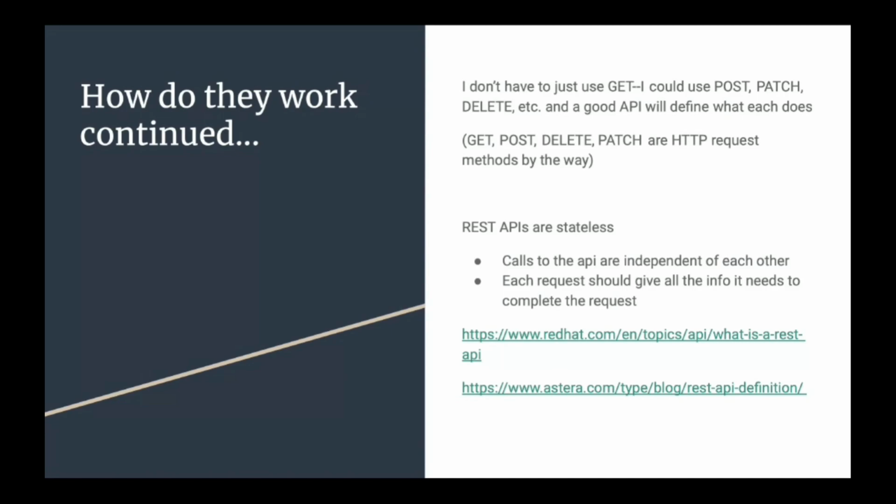So there's not really any state saved on the REST API per se. It's in a database. So when I make a request to a REST API, the server is going to go to some database that's somewhere else, let's say. So there's not really any state to a REST API. And then another idea to that concept is that each request should give all the info it needs to complete the request.